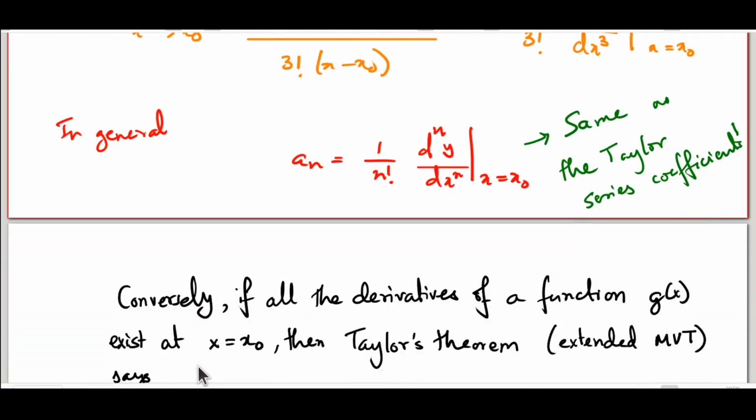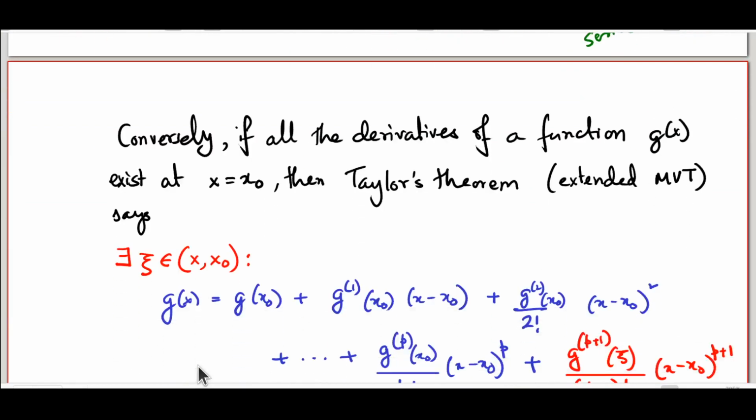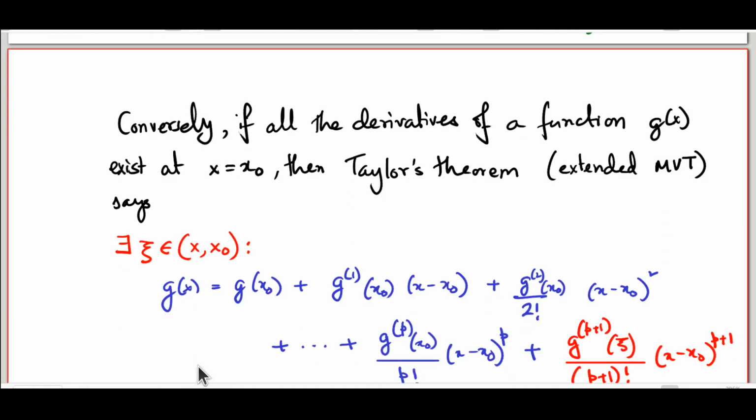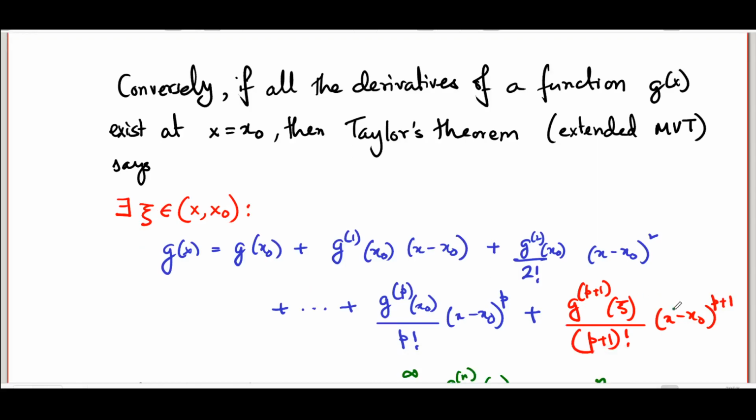Conversely, if all the derivatives of a function g of x exist at x equal to x0, then you can use Taylor's theorem to get the following result. Taylor's theorem, by the way, is nothing but extended mean value theorem. It says that there must exist some point xi between x and x0 such that the difference between g(x) and the Taylor series up to p terms is given by (x minus x0) to the power p plus 1 by (p plus 1) factorial multiplied by the value of the (p plus 1)th derivative of g at the point xi.